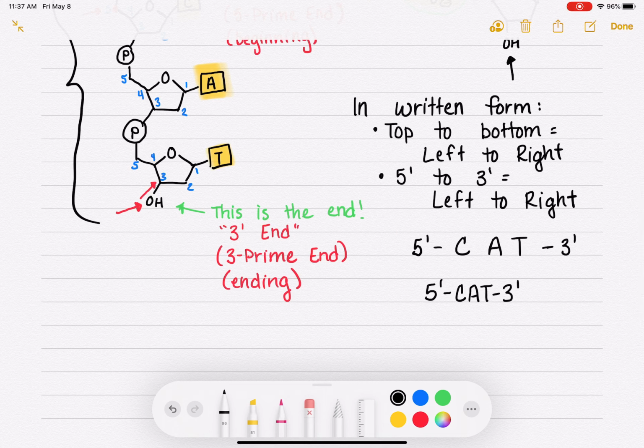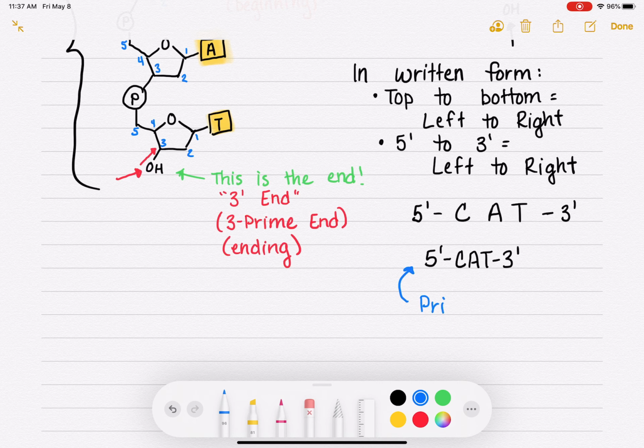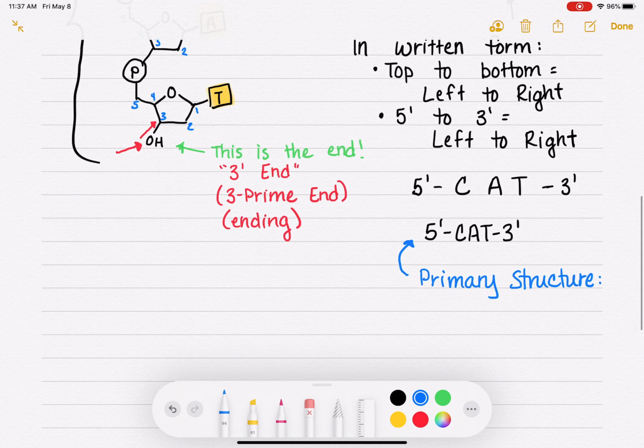This is called the primary structure of a nucleic acid. The primary structure, just like the primary structure of a protein, the primary structure of a nucleic acid is just simply the sequence, the order from 5 to 3, the sequence of nucleotides.